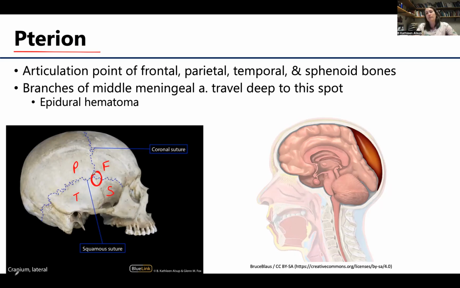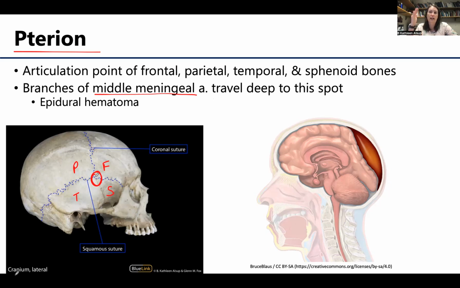And so it's not really, I mean, that's cool and everything, but that's not really the point of it that I want you to get at. It's the specific branches of the middle meningeal artery, which is going up to supply the meninges that surround the brain and the spinal cord, but specifically the brain here. You're going to have branches of this that travel deep to this portion of the bone.